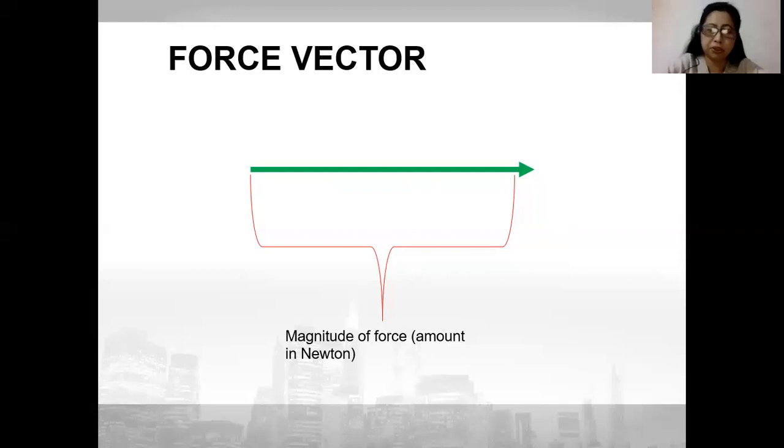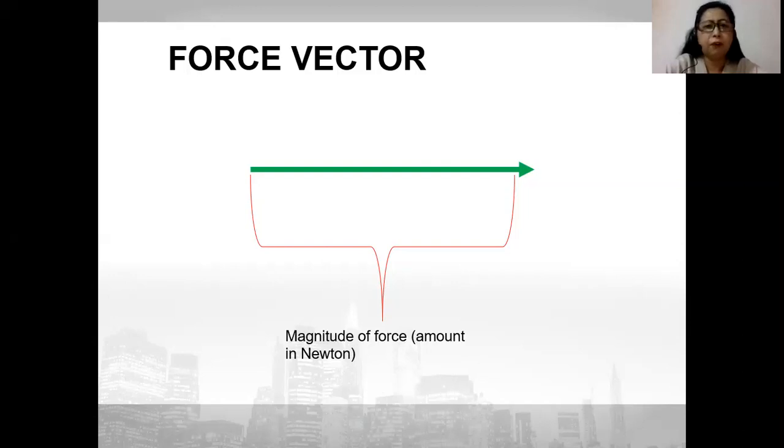So suppose you have 5 Newton force. So if you will represent a 5 Newton force, you can use a scale of 1 centimeter is to 1 Newton. So if you have 1 centimeter is to 1 Newton as your scale, if you will draw the arrow, the length of the arrow will be 5 centimeter to represent 5 Newton.